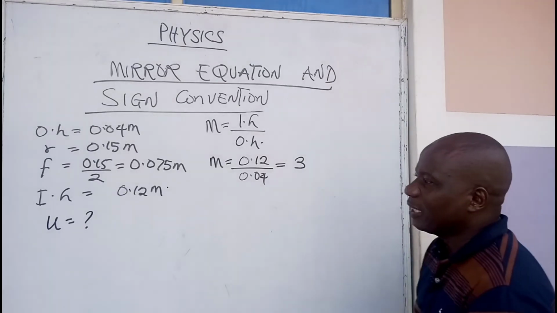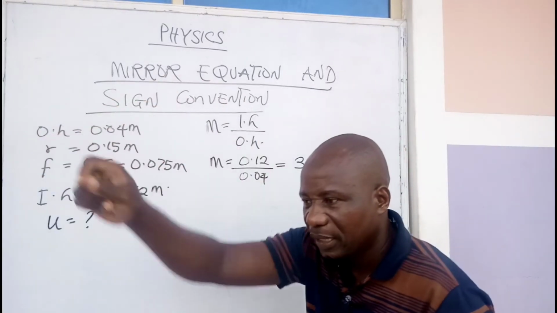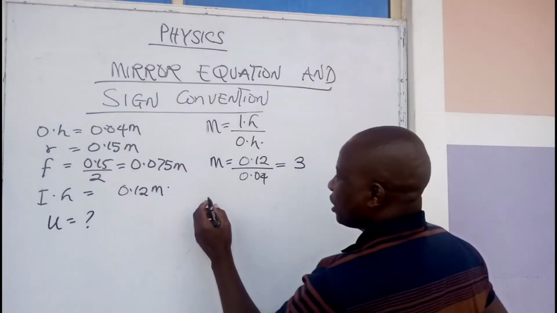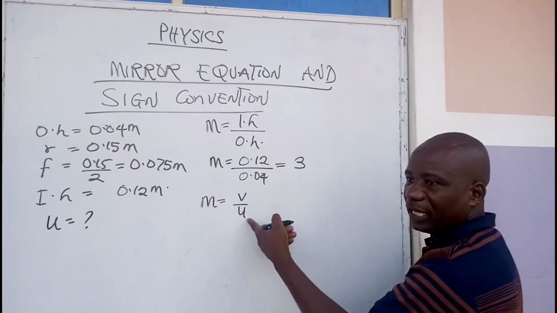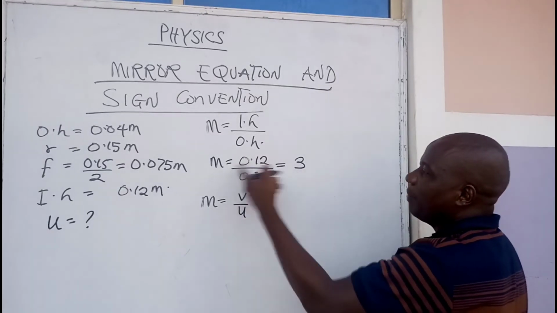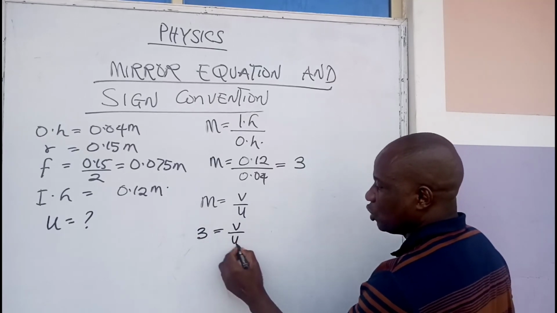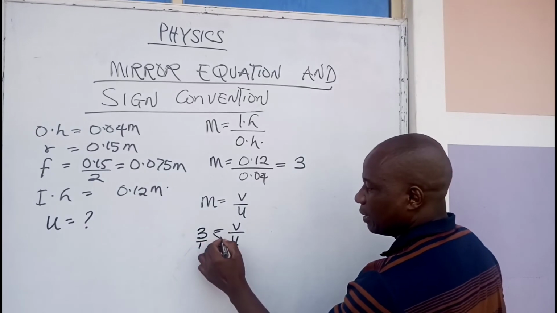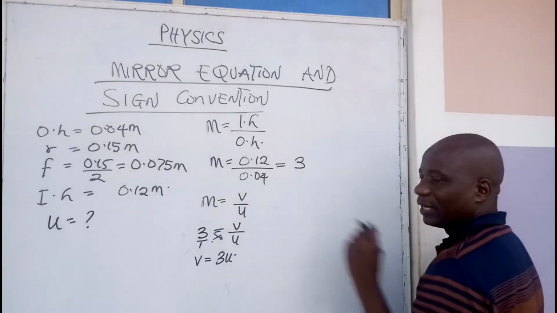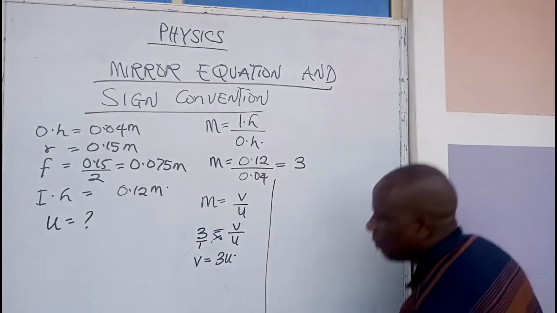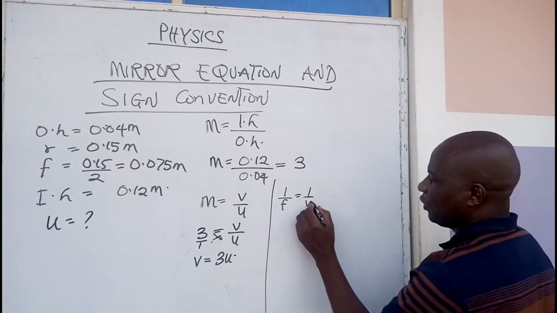Now you have gotten the magnification. They ask us to find the object distance. So I'm going to use the other formula for magnification, which is M is equal to V all over U. From here I can get my object distance. So 3 is equal to V all over U. If you cross multiply, our V is going to be 3U. Now, we know from our formula that 1 all over F is equal to 1 all over V plus 1 all over U.